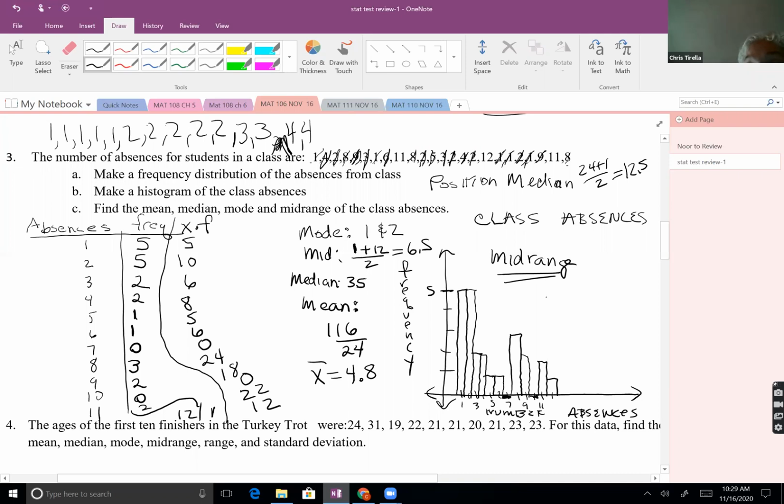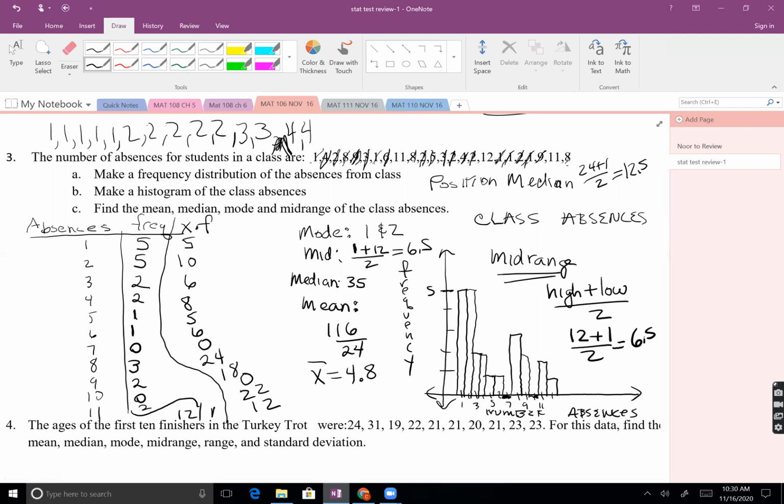I couldn't hear you. Mid-range is always the highest value plus the lowest value divided by 2. And so the highest number was 12, the lowest number was 1. And so 13 divided by 2 is 6.5. Better?